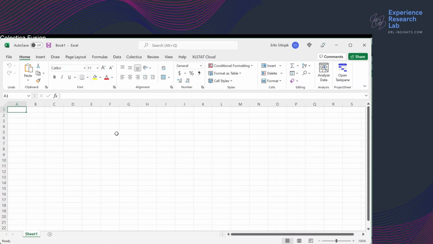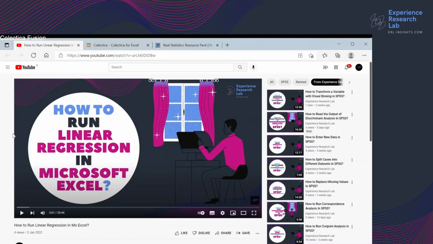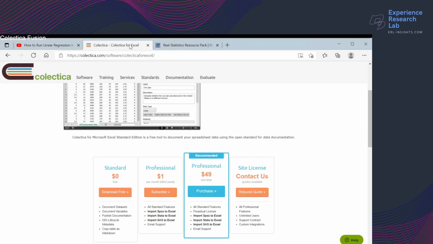Today I'll show you how to run a binary logistic regression in Microsoft Excel. As mentioned in the previous video on how to run linear regression, Microsoft Excel cannot read SPSS files, not to mention import them directly to the platform. However, by downloading and installing the professional package of Colectica that costs only $1 per month, I can easily download such files not only from SPSS but also from Stata and SAS.